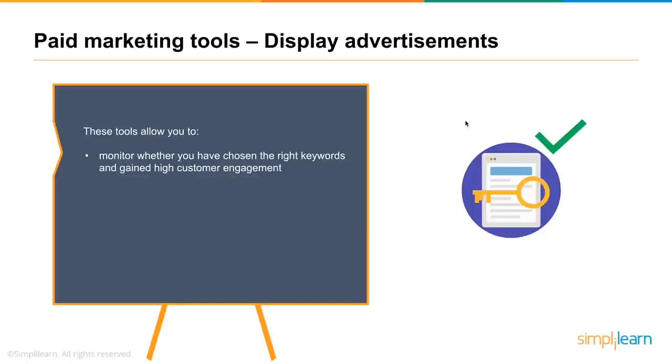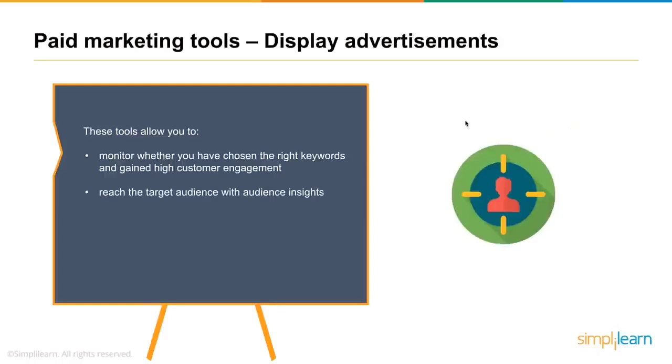We want to be able to monitor whether we have the right keywords and right customer engagement. So when it comes to display, we want to make sure we're choosing the right audience. Of course, that means looking at not only audience insights, but our target insights as well. Are we reaching the right audience when it comes to display? And Google has a good breakdown that I'm going to show you here in a couple of minutes.